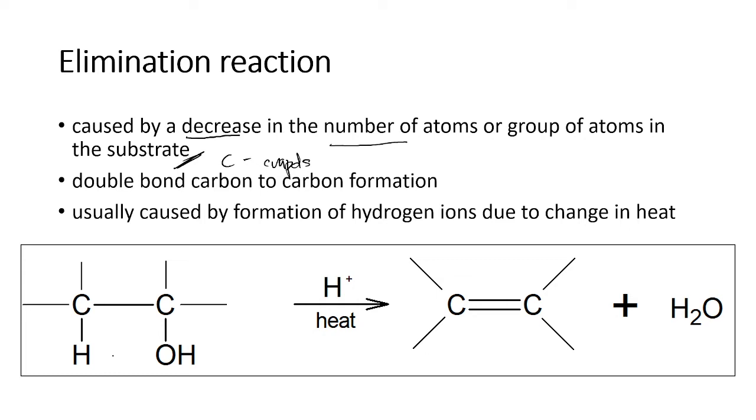So, for example, we have here an alcohol. So we have here our hydrogen and our OH in our carbon compound, and we introduced hydrogen ions and heat. The presence of hydrogen ions and heat introduce the breaking of the bonds between the hydroxide and our carbon and our hydrogen in our carbon compound. Due to that, we will form here a double bond, that double bond, and water. So that is our elimination reaction. This is just an example.